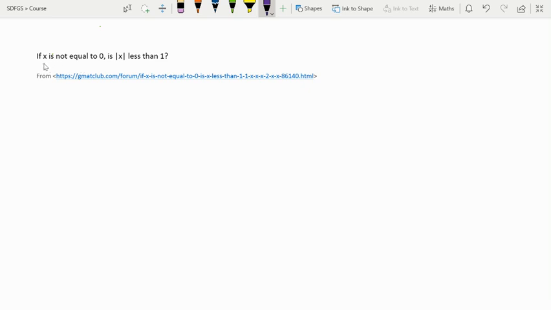Now the question is giving you x is not equal to 0. Is mod x less than 1? We need to find this, or in other words, we need to find whether x is between -1 and 1. This is our question, right?